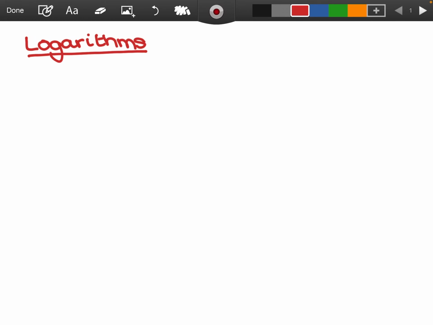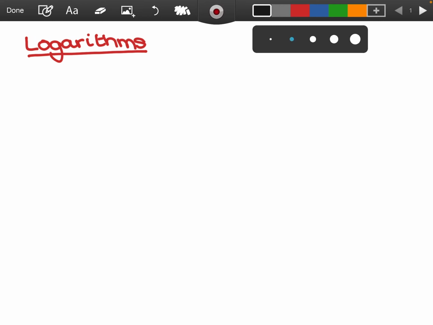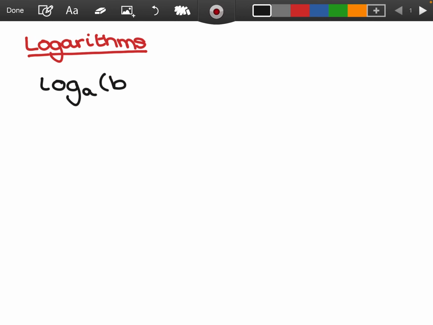In today's video, we're going to be looking at logarithms. They're also called logs for short. Logarithm functions are basically just the inverses of an exponential function. Okay, what do they look like?